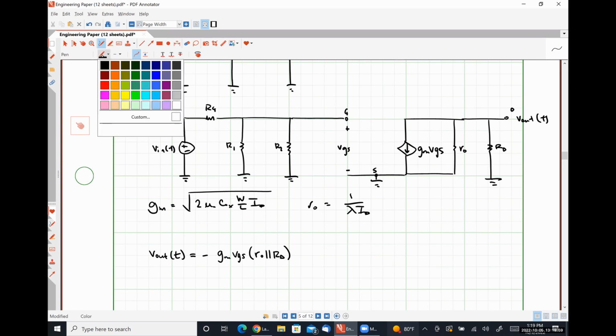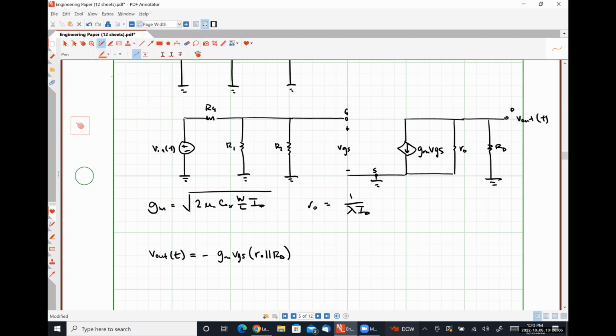So to be clear, I know it's been several months since we've looked at this. Effectively, since this node is at ground and this node is at ground, I'm tying those two resistors together. And my current is flowing into the negative polarity terminal of those two resistors, because effectively what I'm saying is that V out is this voltage. Okay.